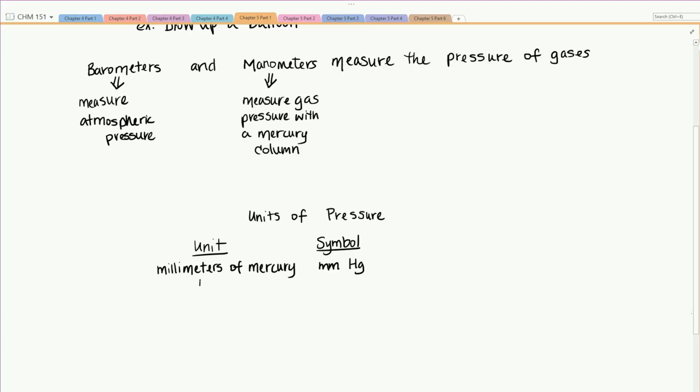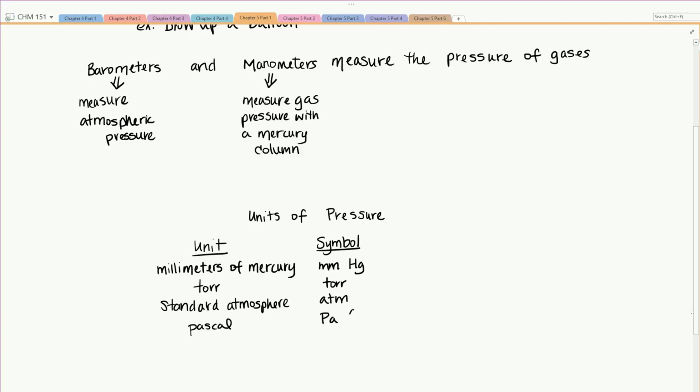Another unit is torr, which is named after the person who discovered the manometer, and that is equal to the millimeter of mercury. Then there's also the standard atmosphere, which you're going to see a lot in your textbook, and the abbreviation is ATM. And lastly, the Pascal, which is abbreviated capital PA.